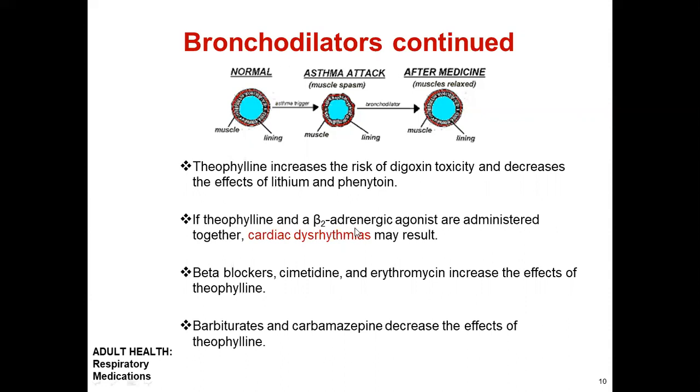If theophylline and a beta-2 adrenergic agonist are administered together, the patient has a chance to develop cardiac dysrhythmia, which can lead to cardiac arrest. Beta blockers, cimetidine, or erythromycin increase the effect of theophylline. Beta blockers like atenolol and propranolol are hypertensive medications, cimetidine is a gastric medication, and erythromycin is an antibiotic. If you give them with theophylline, they increase the effect of theophylline. Barbiturates, which are anxiolytic tranquilizers, or carbamazepine decrease the effect of theophylline. This is the drug interaction.